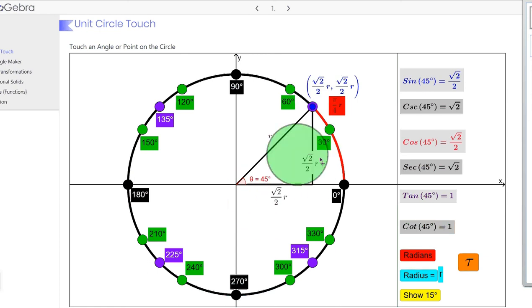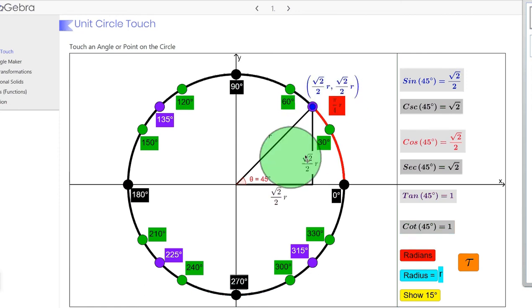For example, let's say we want to do cosine of 45. Well, cosine of 45 would just be square root of 2 over 2r divided by r. The r's are going to cancel. Same for sine. Sine would just be opposite divided by hypotenuse: square root of 2 over 2r divided by r. The r's are going to cancel, so it's going to leave you with square root of 2 over 2. So it's just the coefficient of that r.